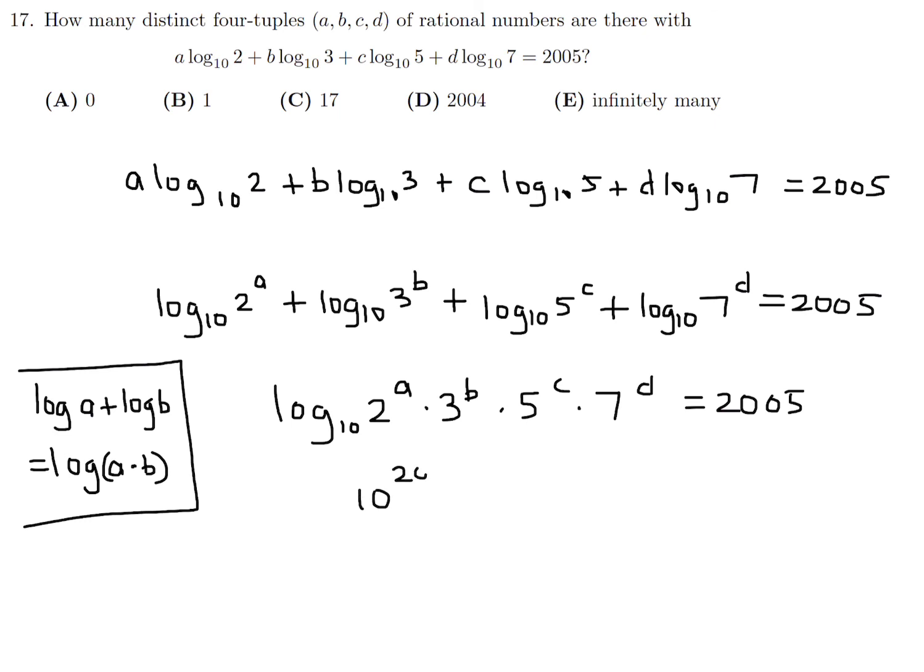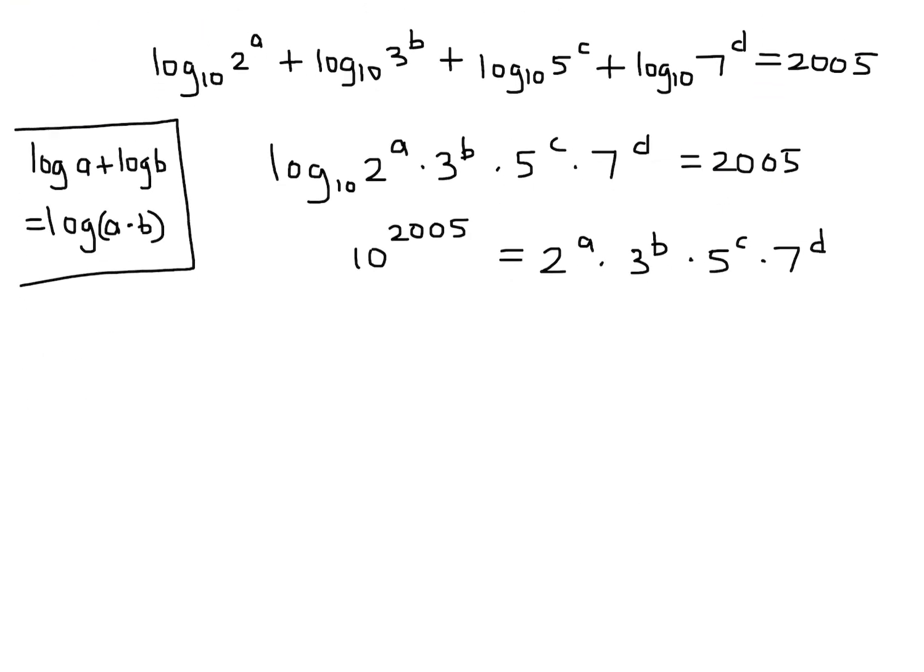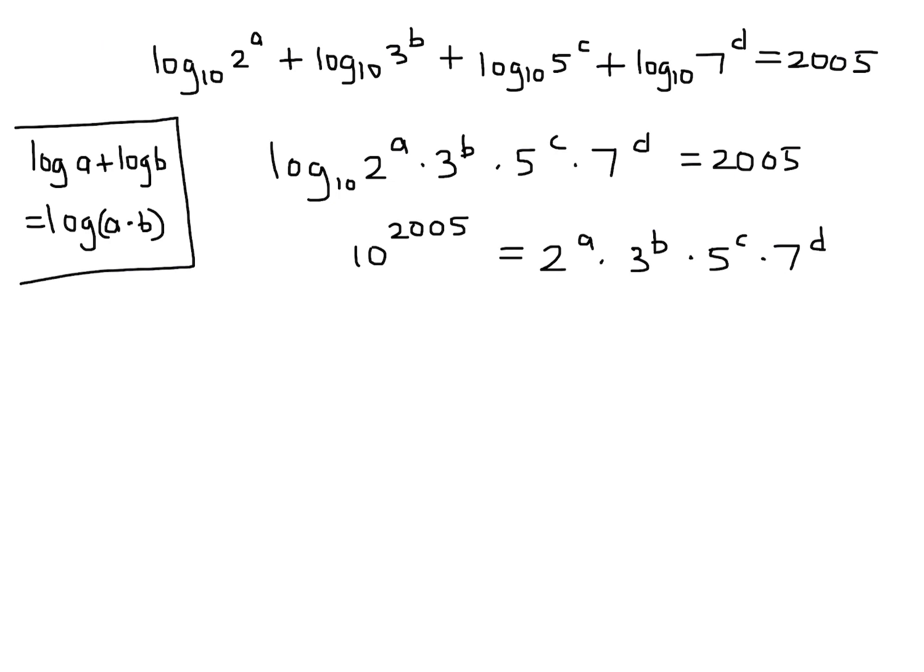And then fundamental log rules, 10 to the power of 2005 is equal to 2 to the power of A times 3 to the power of B times 5 to the power of C times 7 to the power of D, like that. And then 10 can only be broken up into 2 times 5 in terms of its prime factors. So this is 2 to the power of 2005 times 5 to the power of 2005. It's the only way. There's no other choice that we have in terms of prime numbers. And that is 2 to the power of A, 3 to the power of B, 5 to the power of C, and 7 to the power of D.